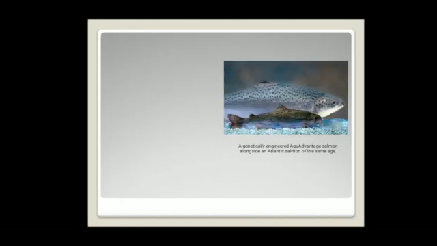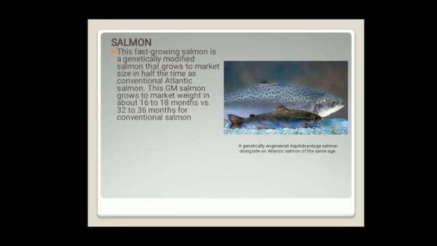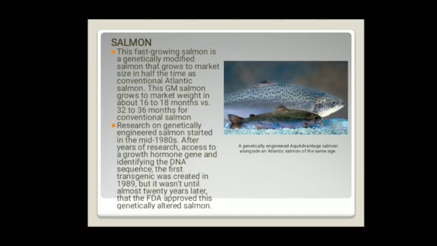So an example of a genetically modified animal is a genetically engineered AquAdvantage salmon alongside an Atlantic salmon of the same age. This fast-growing salmon is a genetically modified salmon that grows to market size in half the time as a conventional Atlantic salmon. This GM salmon grows to market weight in about 16 to 18 months versus 32 to 36 months for conventional salmon.